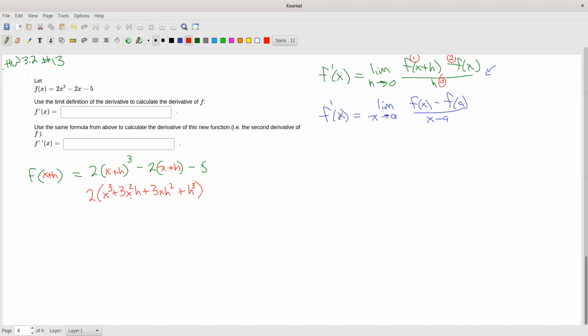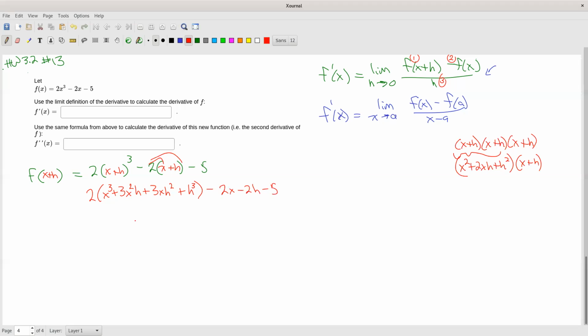And if you're wondering how the heck I did that, it's called the Binomial Theorem, which is covered in some pre-calculus classes. I'm going to distribute here. So that's minus 2x minus 2h, and then minus 5. If you're uncomfortable with me just writing that down, then your alternative is to take x plus h times x plus h times x plus h, multiply those two, and get x squared plus 2xh plus h squared, and then multiply that by the other one.